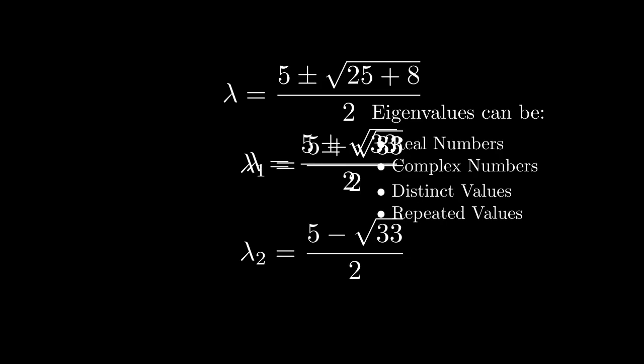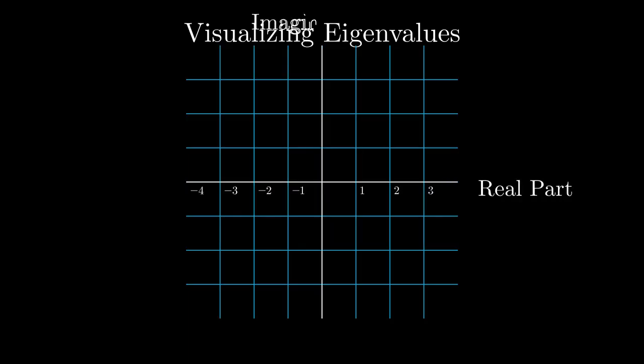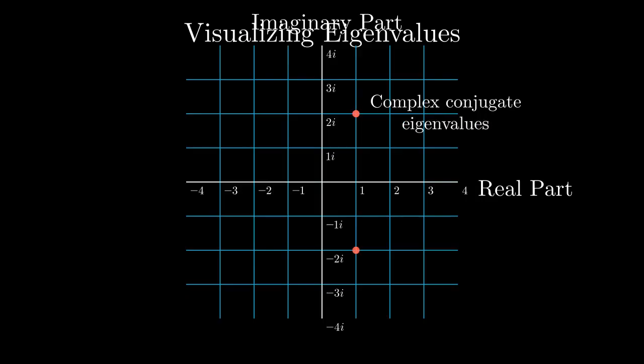In general, the eigenvalues of a matrix can be real or complex numbers, and they can be distinct or repeated. To visualize the eigenvalues, imagine a graph where the x-axis represents the real part of the eigenvalue, and the y-axis represents the imaginary part. The eigenvalues of A are plotted as points on this graph. For a 2 by 2 matrix, we have at most two eigenvalues, which can be real or complex conjugates.